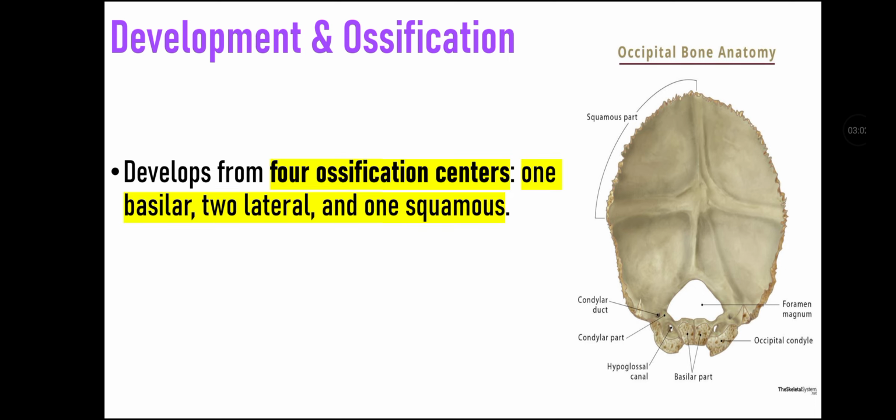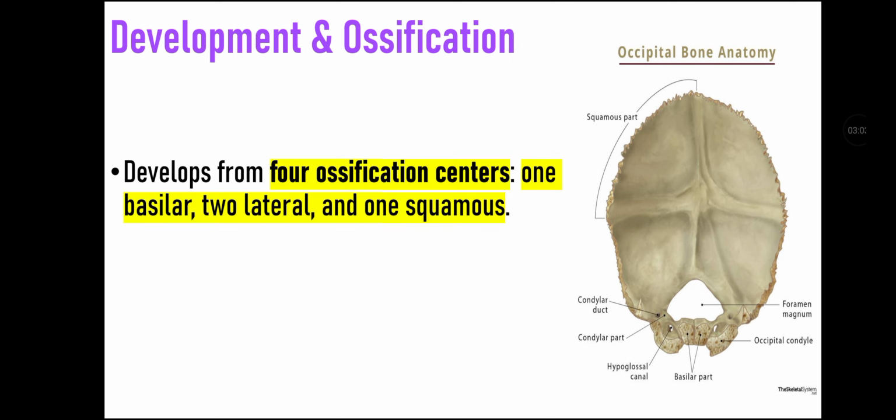Next, let's talk about development and ossification of occipital bone. It develops from 4 ossification centers: 1 basilar ossification center, 2 lateral ossification centers, and 1 squamous ossification center. These centers fuse during early childhood. Complete fusion of all parts is usually achieved by age 6.